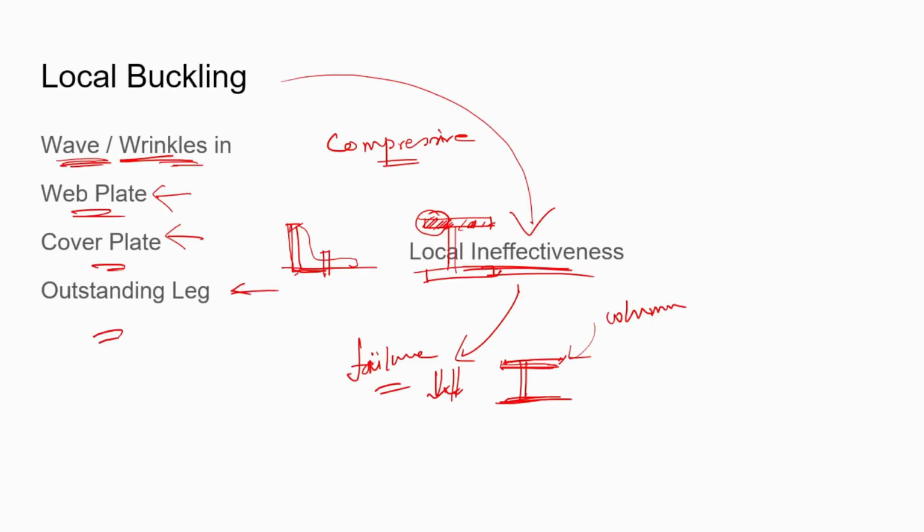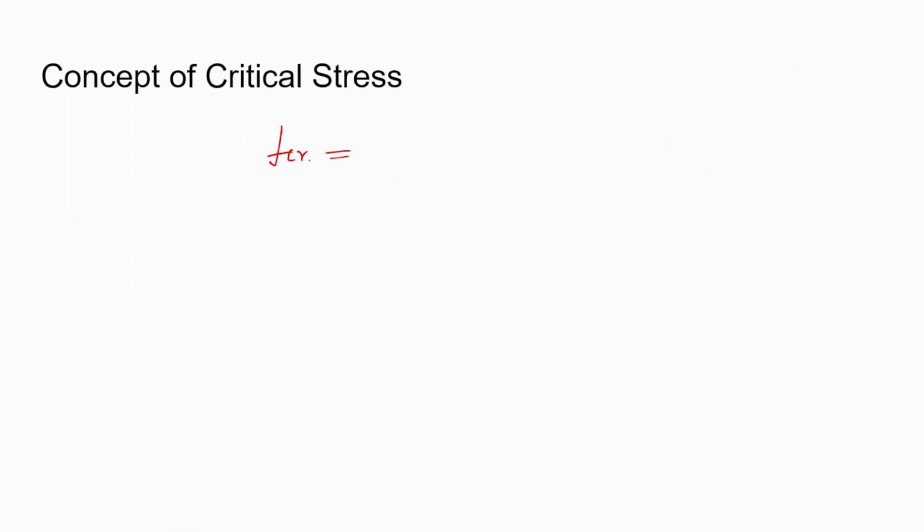So now understand what is critical stress, right? I'm not going into the derivation of this formula. If you are familiar, then critical stress for any plate. Why are we taking the plate? Because here you have seen that this phenomenon is simply wave formation or wrinkle deformation in the web plate, cover plate, or outstanding leg. That is why we are taking the formula for critical stress here. So this is the formula, right?